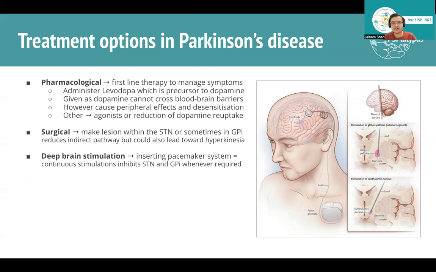Other drugs include agonists and drugs that reduce dopamine reuptake. Surgery is also an option if the pharmacological aspect is not working very well or they've become desensitized to it. And you can, in particular, make lesions within the subthalamic nucleus or sometimes in the GPi. And that reduces the indirect pathway essentially to allow for more direct pathway responses, but that can still lead to hyperkinesia. Obviously these are not perfect procedures, so you can get some of the opposite effect happening if you try too much to remove that brain tissue.